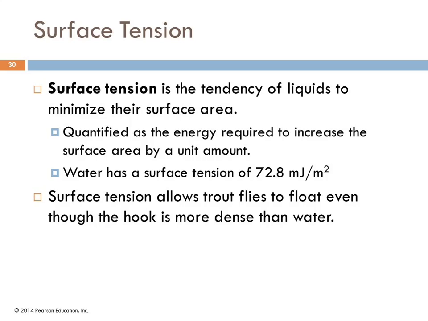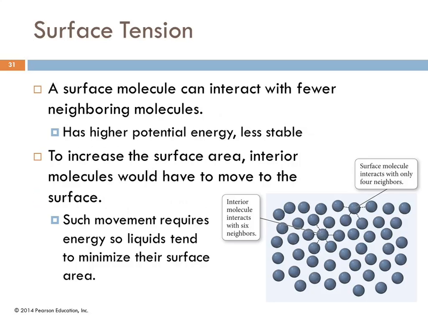It can be quantified. It's the energy required to increase the surface area by a unit amount. You specify what unit. So if we quantify the surface tension of water, it's 72.8 millijoules per square meter. So to increase the surface area of water by a square meter would require 72.8 millijoules. But surface tension is what allows trout flies, paperclips, and water skaters to float on the water even though they're more dense than water. It has to do with intermolecular forces.